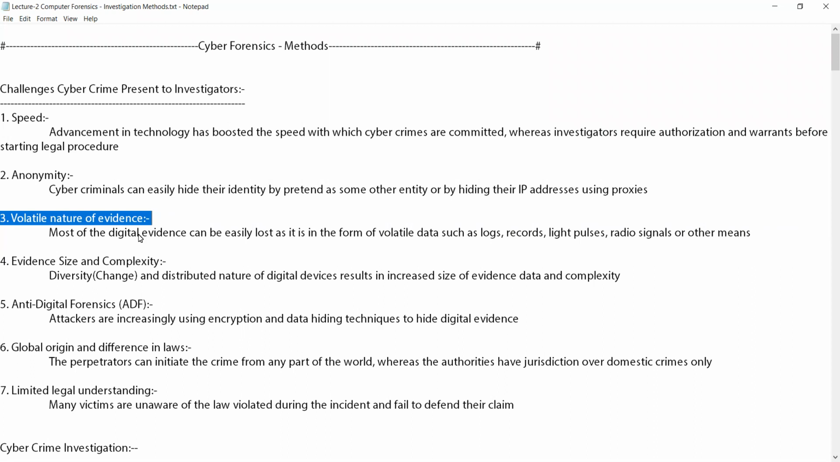Now, the next challenge is the evidence size and complexity. Sometimes investigators face difficulty maintaining the integrity of that particular original evidence.